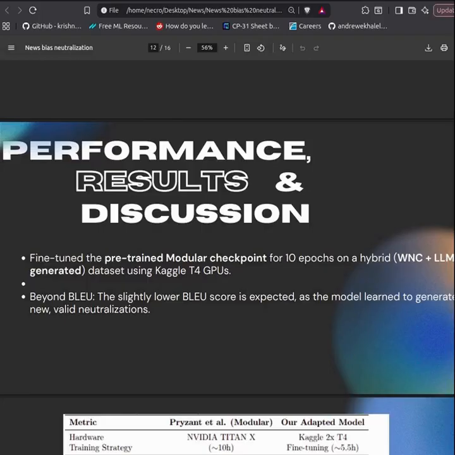So next let's look at the performance and results. As I mentioned, I fine-tuned the pre-trained model checkpoint. A key part of my method was using a hybrid dataset, which I mentioned earlier, using the Wikipedia corpus and my own synthetic dataset. The aim was to make the model more robust to modern news topics.